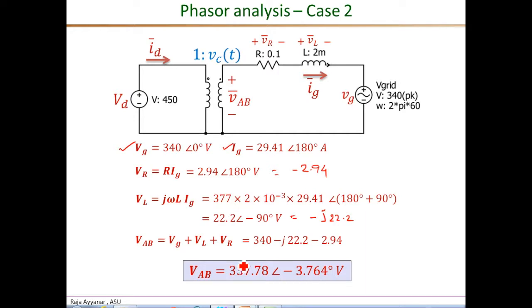Once again, as a check, the power flows from the source that has the leading phase angle to the one which is lagging, and in this case the power flow is from the grid to the two-pole converter, actually to this VAB source, and then eventually to the DC source. So we expect VAB to be lagging with respect to the grid voltage, and that's exactly what we get here.